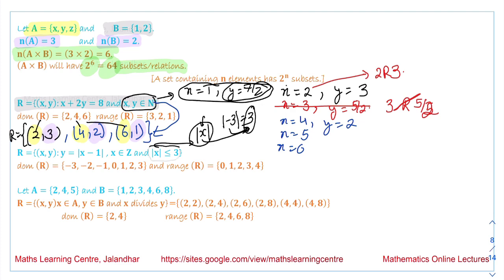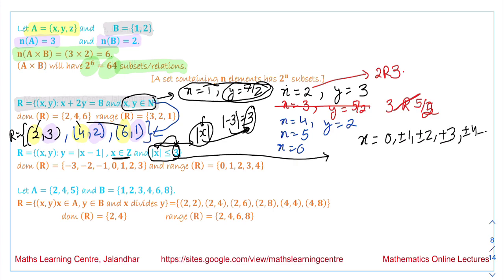So when we are saying mod x is less than or equal to 3, and x belongs to Z, we are talking about the integers. So x can have values 0, plus minus 1, plus minus 2, plus minus 3, plus minus 4 and so on. x can have any of these values. Now the next condition we have is that mod of x is less than or equal to 3.